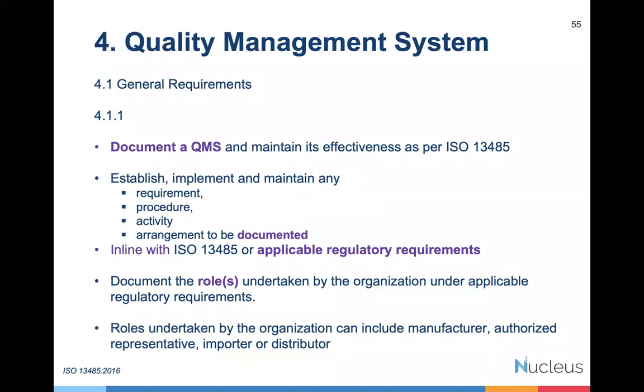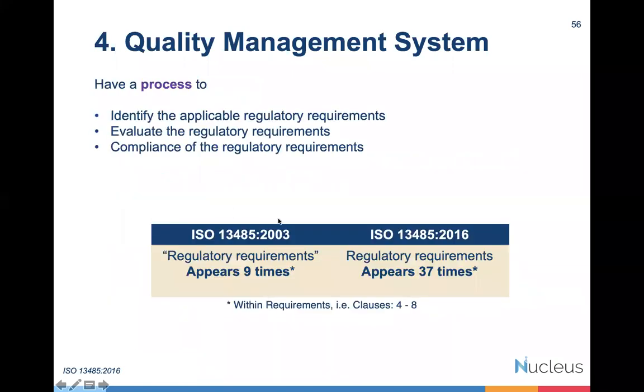There are 8 clauses. Clause 4 starts with the need for a QMS. The entire QMS needs to be documented. We have already seen what a document is. It needs to be established, implemented, maintained. That's what it is all about, right? So we need to establish the requirements, the procedures, and the activities required by the standard, in line with applicable regulatory requirements. So document what your role is, declare it.